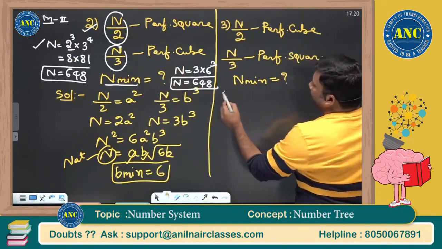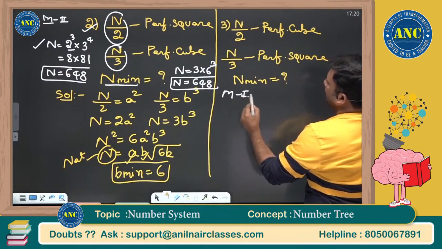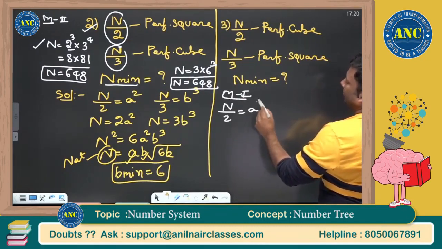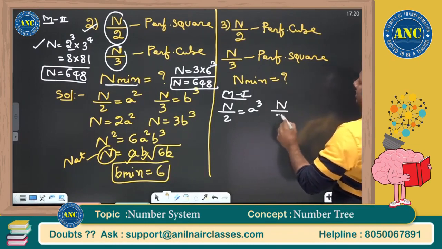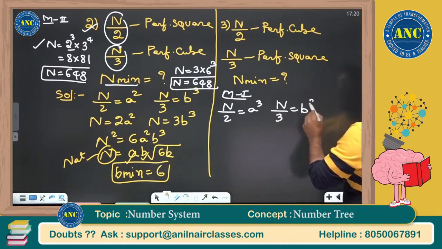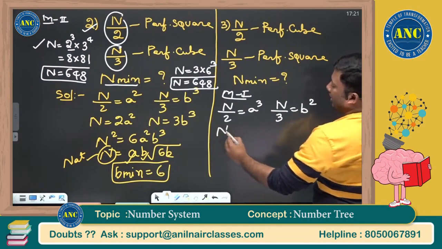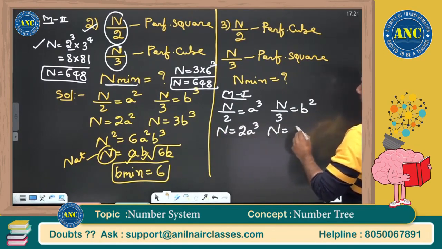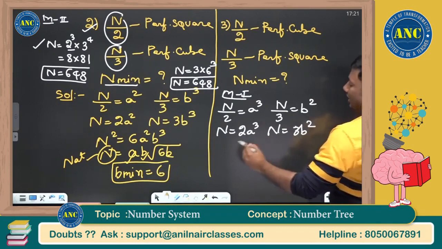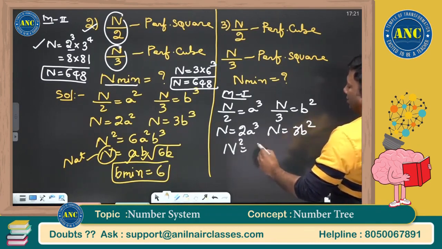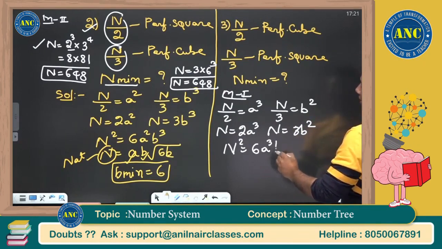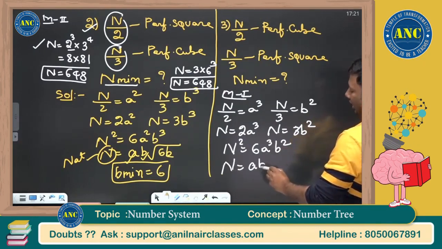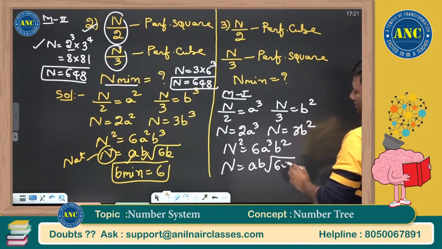N by 2 is a perfect cube, so n by 2 is equivalent to a cube. N by 3 is a perfect square, so n by 3 is equivalent to b square. So n is nothing but 2a cube, and n is nothing but 3b square. N square is nothing but 6a cube b square. It is nothing but ab under root 6a.